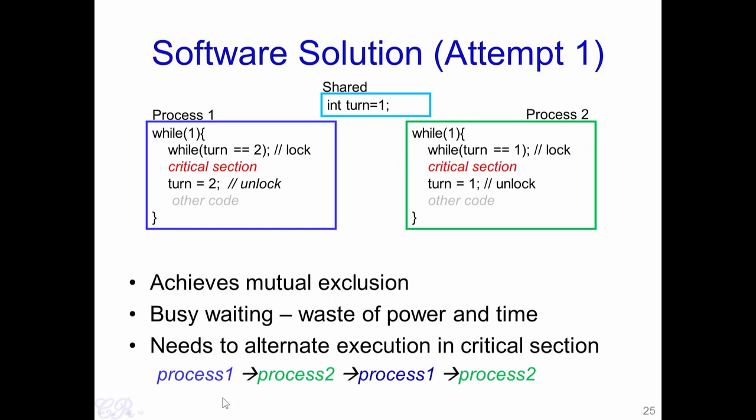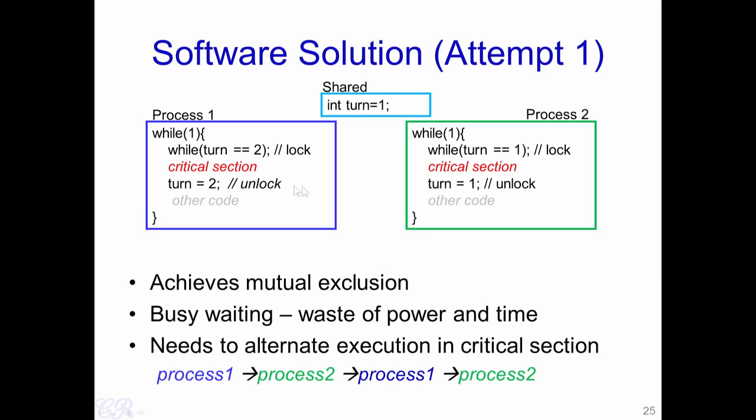So, the progress requirement condition stated that if no process is in the critical section and a process requests for the critical section, then it should be offered the lock. Essentially, it should be able to execute in the critical section. We see that this solution will not satisfy the progress requirement.